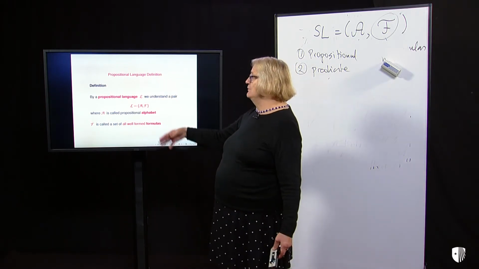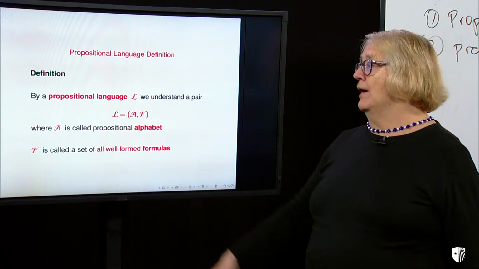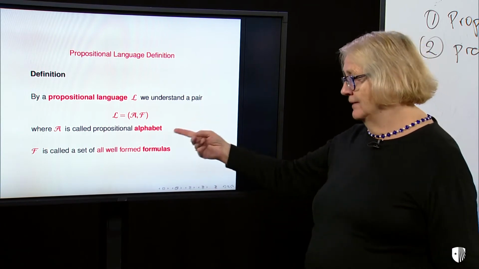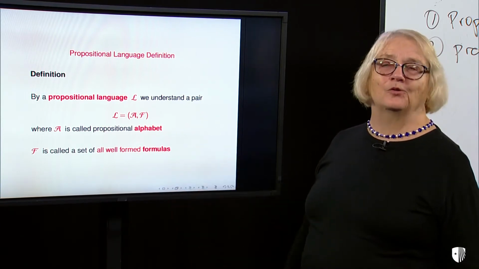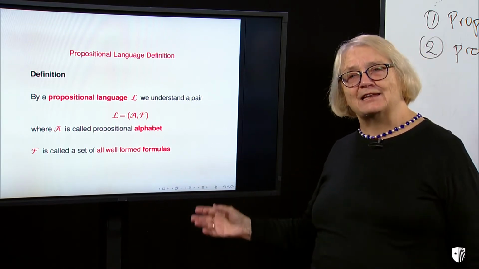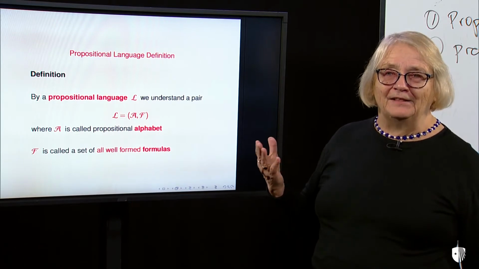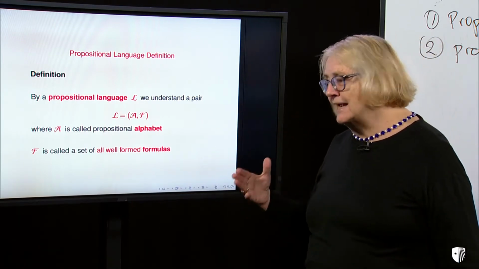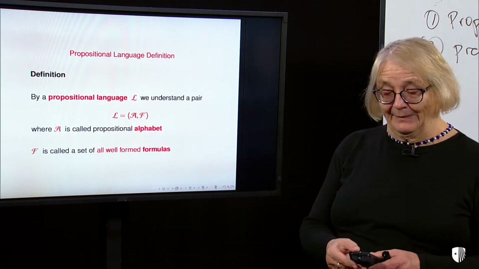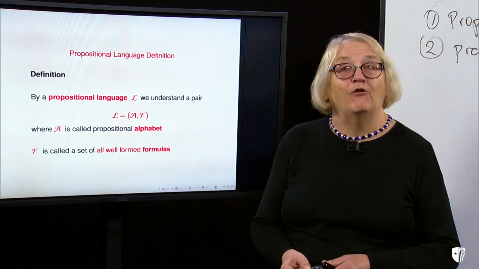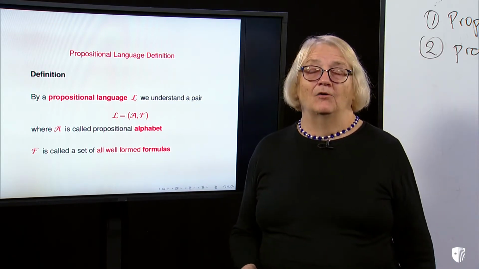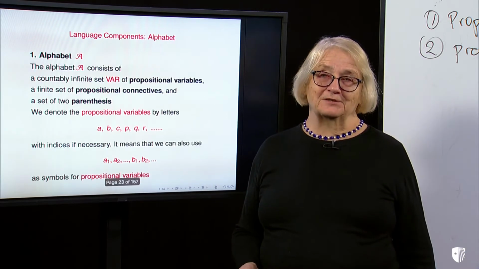So, the propositional language definition; you see we have the first definition. By a propositional language we understand a pair A and F, where A is called the propositional alphabet and F is called the set of well-formed formulas. We say formulas because it's a long statement, but we define it as the set of all well-formed formulas because we want to be extremely precise about what is well-formed and what isn't. You can think of it as the grammar of that language, a very, very precise little grammar.